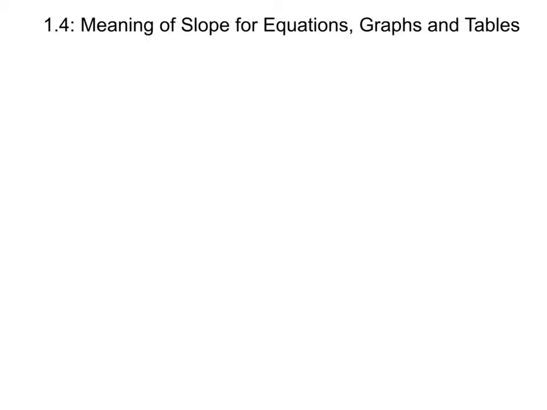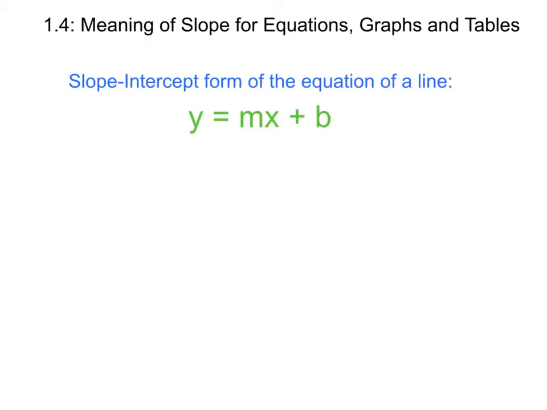In this section, we're going to talk about how we can interpret and use the slope in equations, graphs, and tables. Now previously we have already mentioned that when an equation is in the form y equals mx plus b, it represents a straight line. And in fact, this particular form of an equation of a line is called the slope-intercept form of the equation of the line.